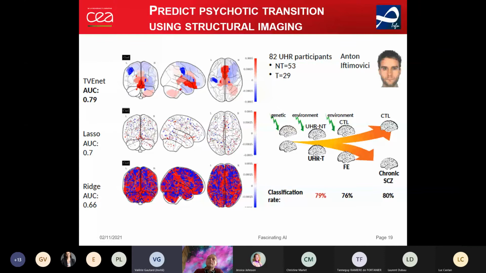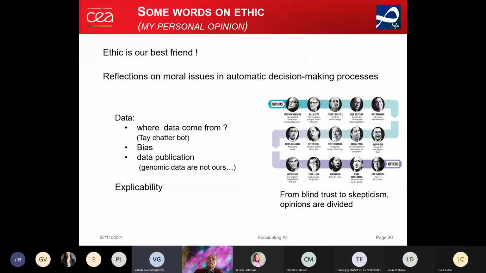Now let me say some words on ethics. Ethics is our best friend. For example, we like Qwant because it is an ethical search engine. In CEA, we had a group of reflection on moral issues in automatic decision-making processes, and I belong to this group. As we have already seen before, the main problem is the training sample. This is a central problem, and before using AI, we must ask a question on the data. In my opinion, the first question is where the data come from.